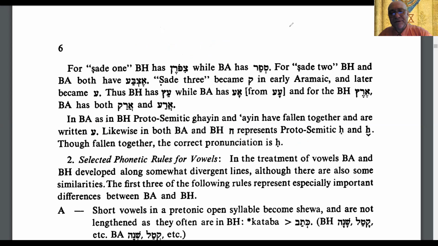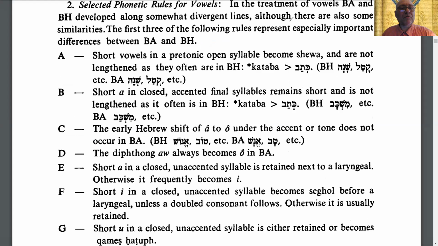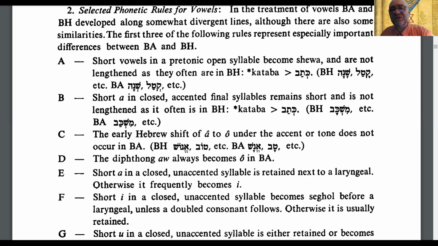Select phonetic rules for vowels. In the treatment of vowels, Biblical Aramaic and Biblical Hebrew developed along somewhat divergent lines, although there are also some similarities. The first three of the following rules represent especially important differences between Biblical Aramaic and Biblical Hebrew. Okay. So, short vowels in a pretonic open syllable become shava. That shava there, if you have any Hebrew, you've got this dot like that, two dots like that, and it has some functions to it.